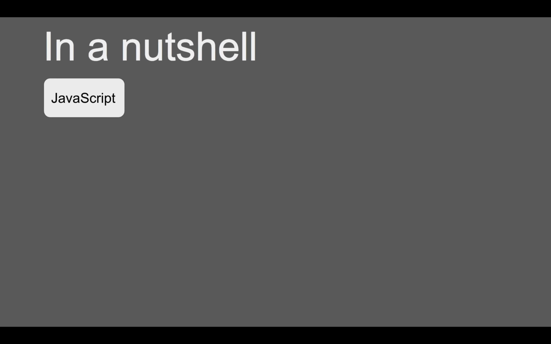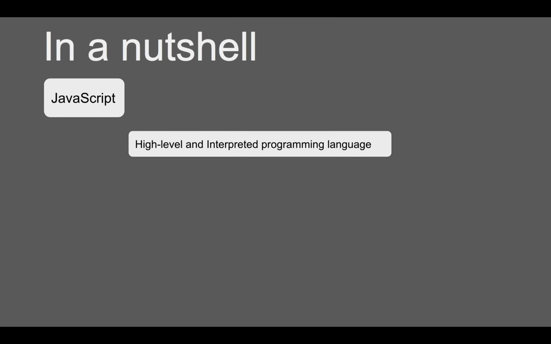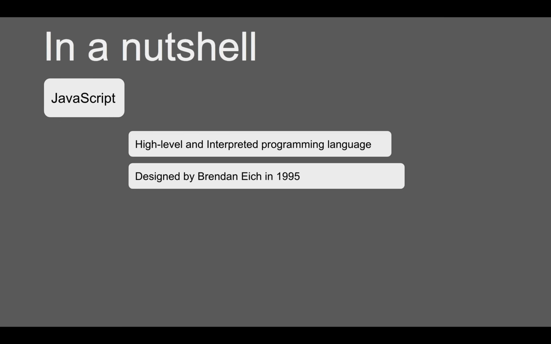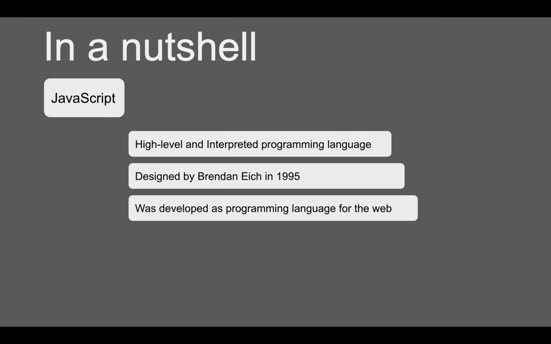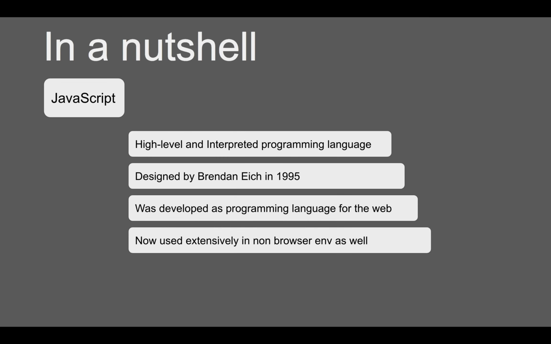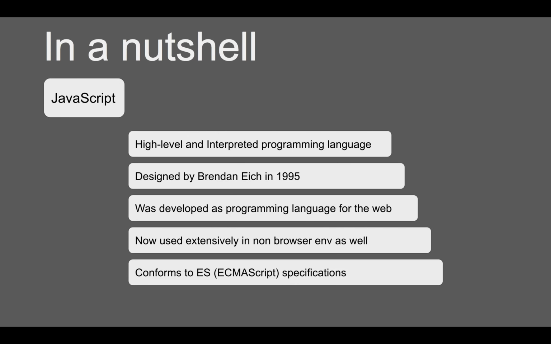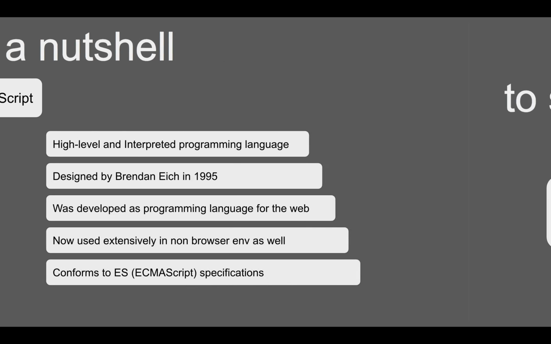Now, if we understand this in a nutshell, JavaScript is a high-level and interpreted programming language. It was designed by Brendan Eich in 1995 and became an ECMA specification or ECMA standard in 1997. It was developed as a programming language for the web. However, it is today very extensively used in non-browser environments as well, and there are multiple frameworks that you might see in JavaScript. I will also explain that in a moment, and it conforms to the ECMAScript or ES specification.